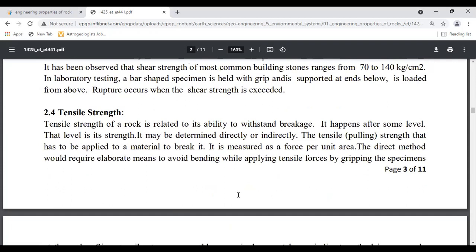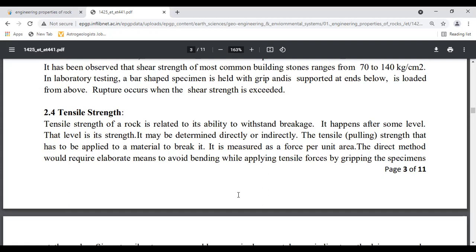Tensile strength. Tensile strength of a rock is related to its ability to withstand breakage. It happens after some level, and that level is its strength. It may be determined directly or indirectly. The tensile strength is the pulling force that has to be applied to a material to break it. It is measured as a force per unit area.